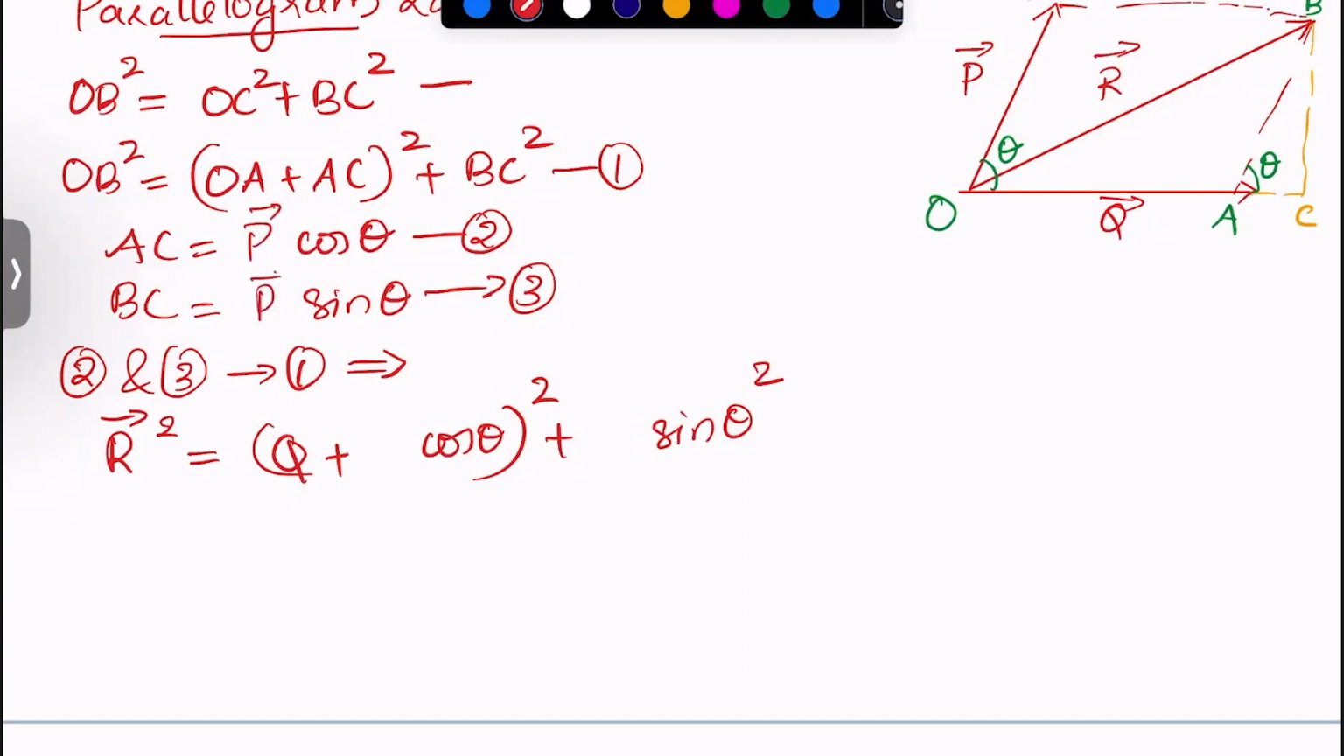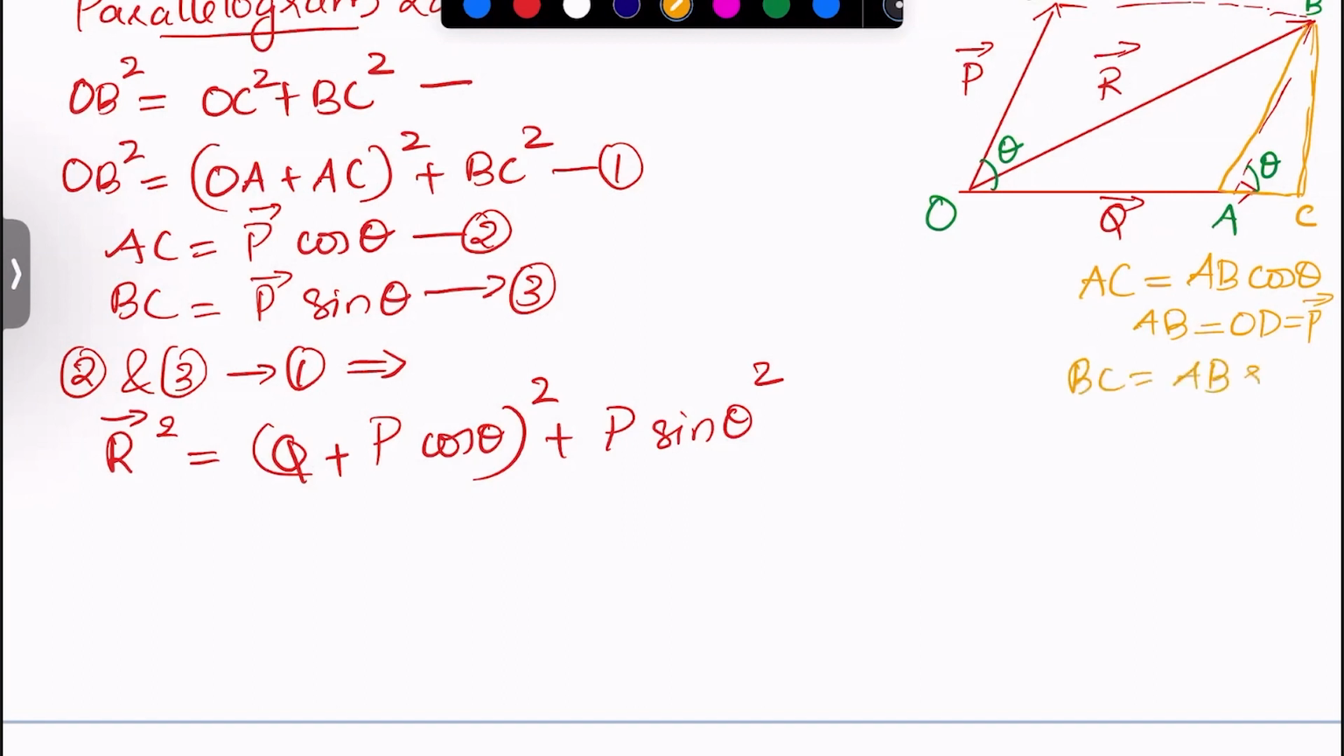P cos theta and P sin theta, because we were calculating with respect to this triangle, and we were calculating AC as AC equals AB cos theta. So AB is equal to OD, which is equal to P, and AC is this, and BC equals AB sin theta. Again, it is P sin theta.